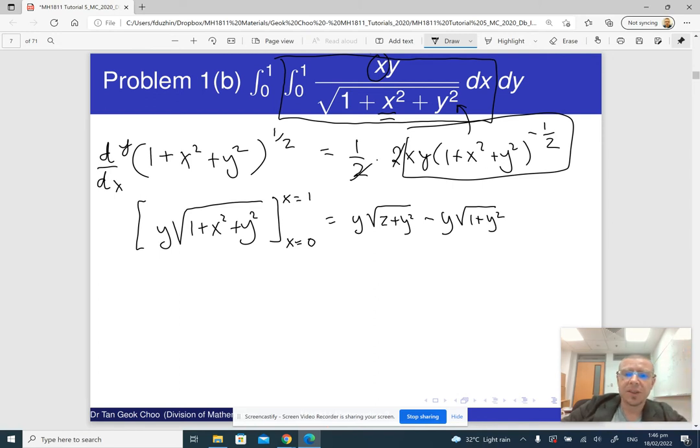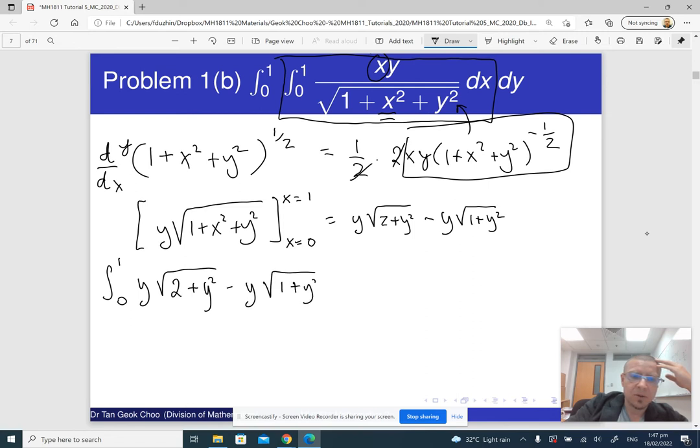Now, this expression here is the value of the boxed integral. So the value of the entire double integral is going to be this expression integrated with respect to y from 0 to 1, right? So what we need to compute is the integral from 0 to 1 of y times the square root of 2 plus y squared minus y times the square root of 1 plus y squared dy.